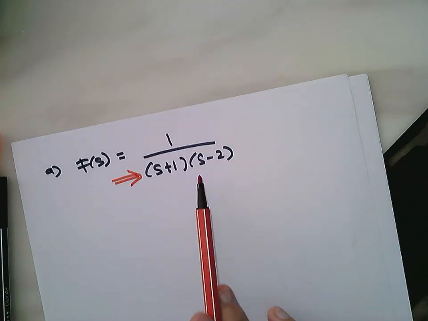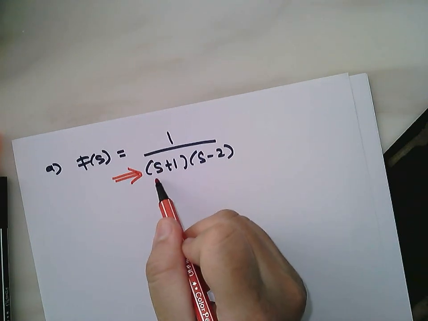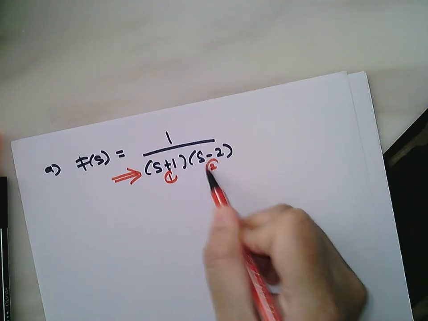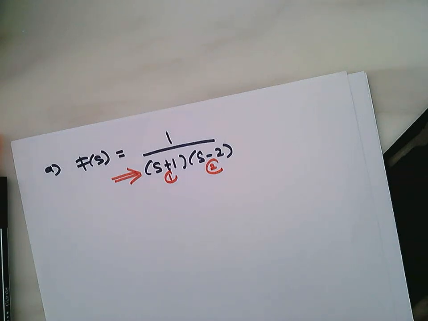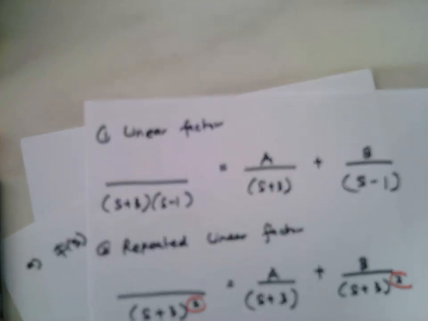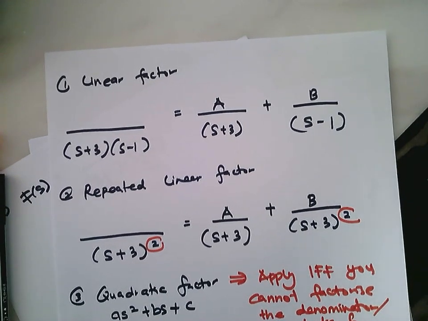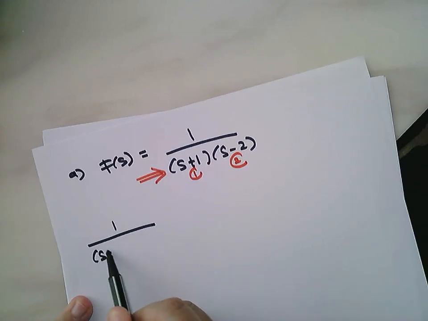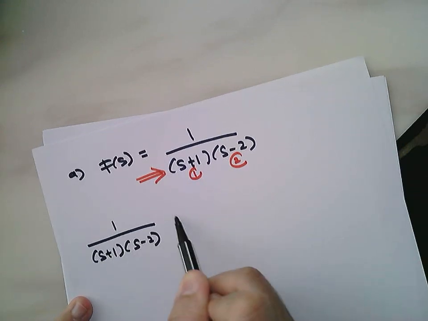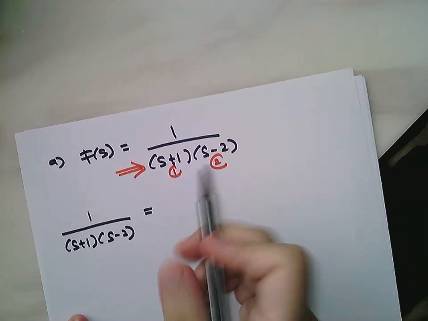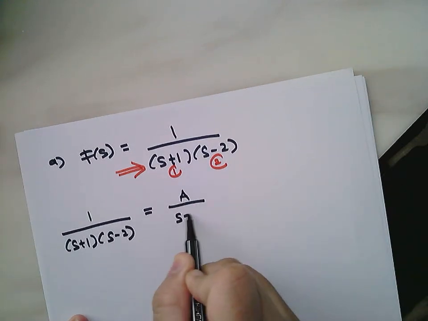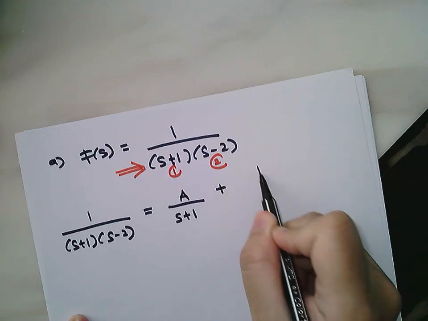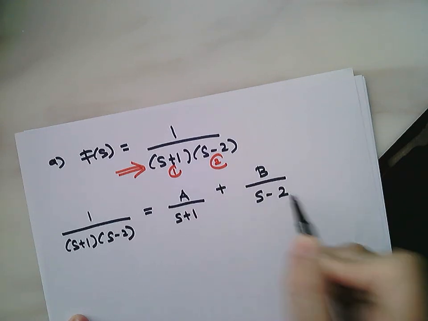Okay, so as you can see here, you have two linear factors. This is the first one and this is the second one. Okay, so you are using the first one, which is linear factor. Therefore, 1 over (s plus 1)(s minus 2) is equal to A over (s plus 1) plus B over (s minus 2).